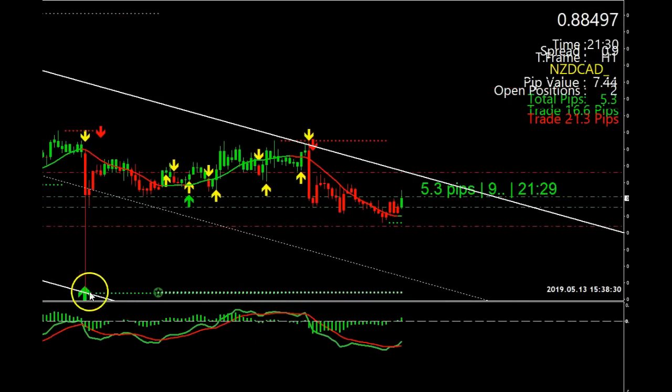And as we can see here, we had a big news event that spiked it down, but it's still saying, hey, it should go to the upside. Okay. As you can see here.